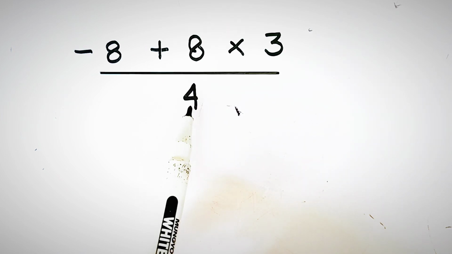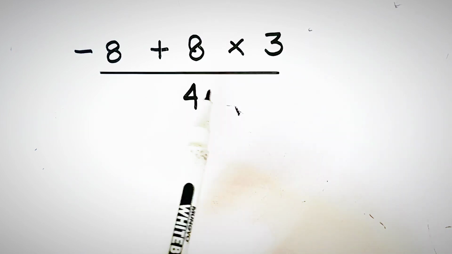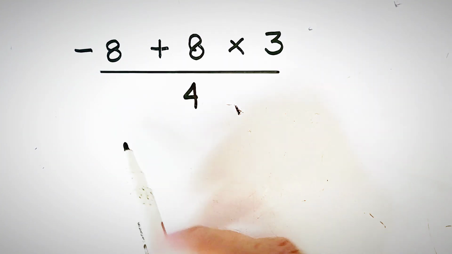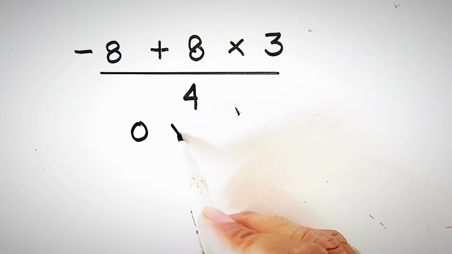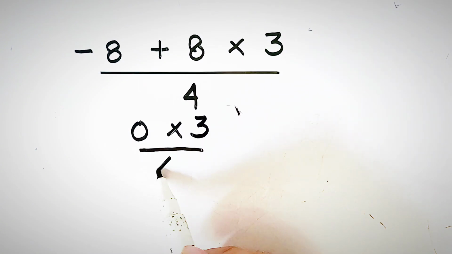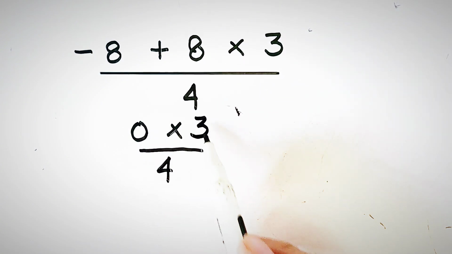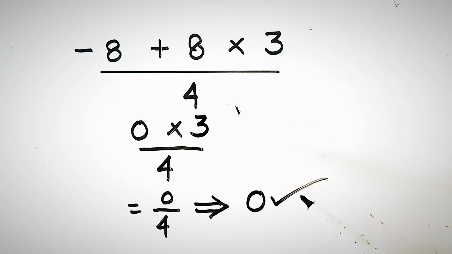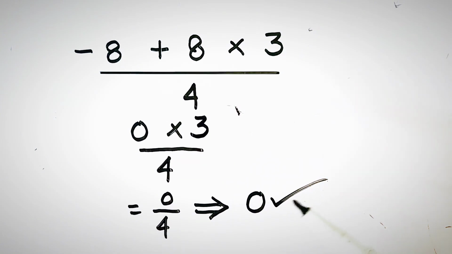Now I will practically show how we can get the answer 0. Minus 8 plus 8 gives us 0, times 3 over 4. 0 times 3 gives us 0 over 4. Now 0 divided by any number equals 0. Hence we got 0, and most are satisfied that they are correct.